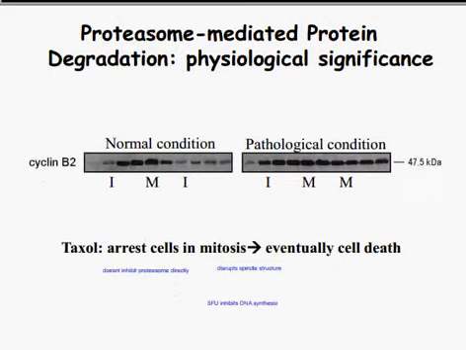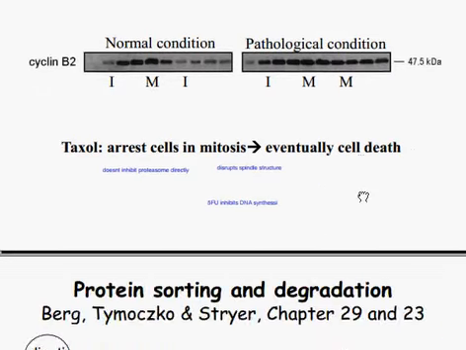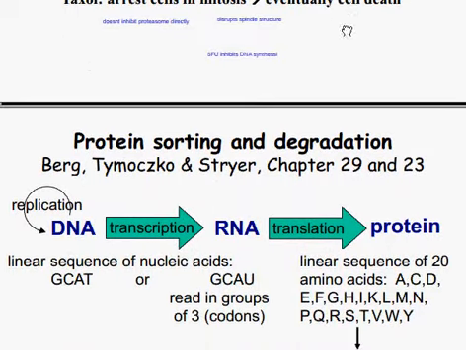Okay, so the physiological significance of proteasome-mediated protein degradation is that something like Taxol can arrest cells in mitosis, which leads to cell death. It doesn't inhibit the proteasome directly, but it disrupts the spindle structure, which inhibits DNA synthesis later down the road. Okay, that's a real quick and dirty rundown of everything that we were talking about there.